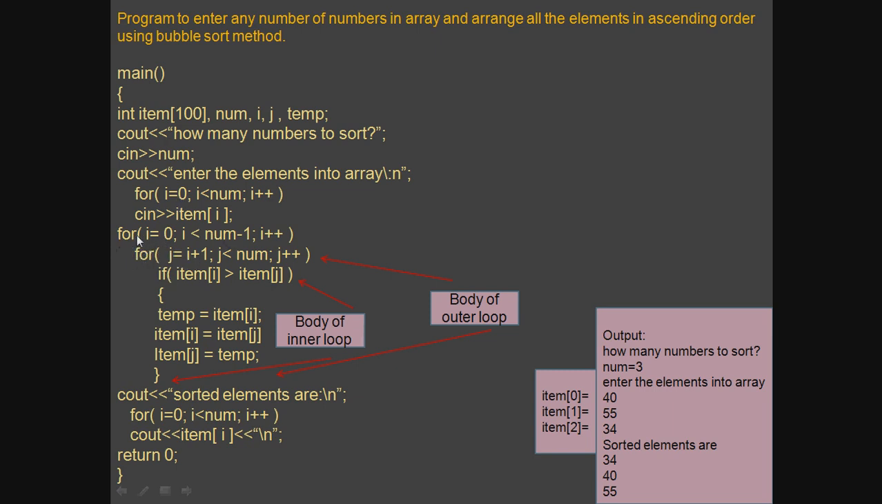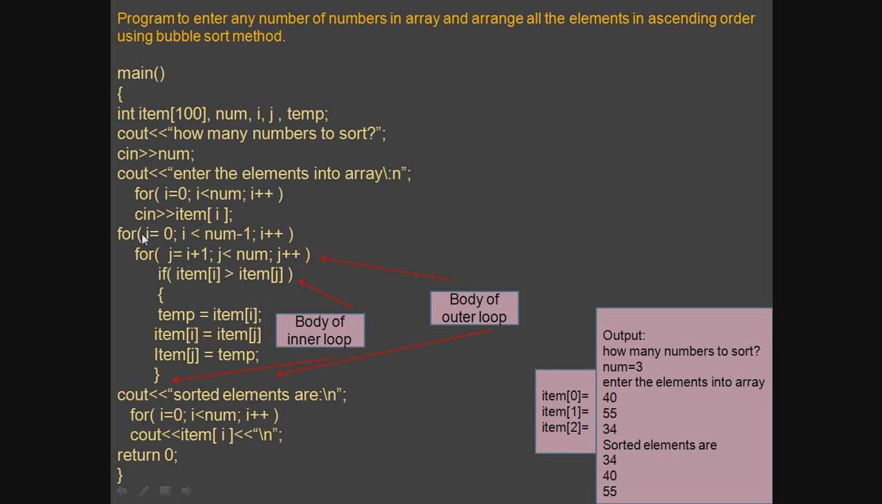In the body of the outer for loop you have this inner for loop, and this is the body of the inner for loop, that is the if block. In the inner for loop the main program execution takes place. As you know, in a nested for loop the inner for loop gets executed first, and once the inner for loop becomes false, the outer for loop increments.